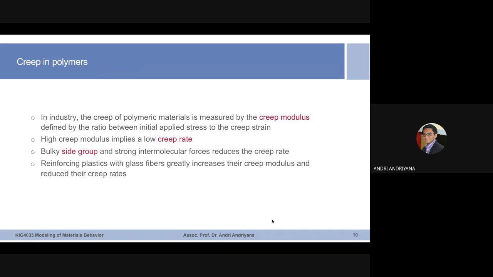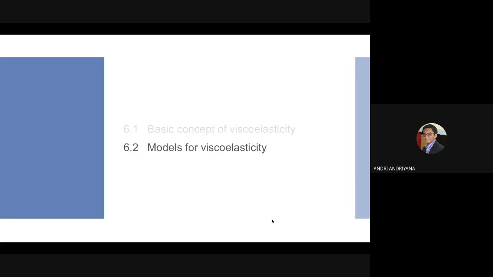And then bulky side groups and strong intermolecular forces reduce the creep rate. And then we can increase the creep modulus in polymers by, for instance, adding reinforcement fiber, such as glass fiber, to increase their creep modulus and at the same time reduce their creep rates. All right, so this is a very quick overview of the basic concepts of viscoelasticity.